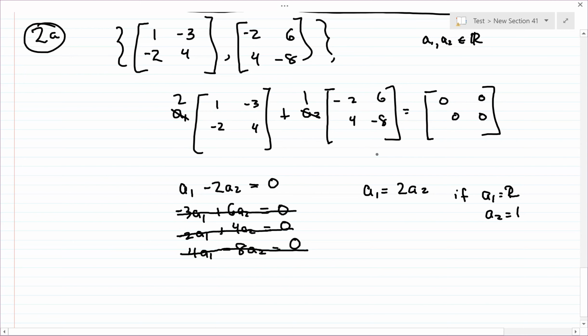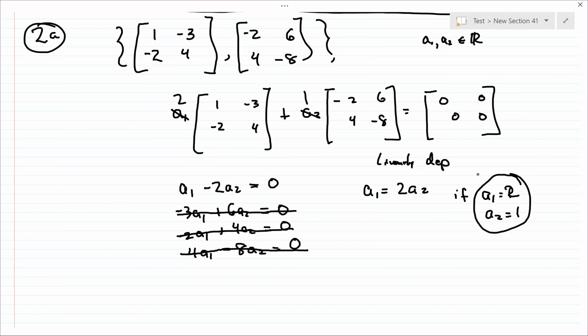So what's the result? It's linearly dependent. Why? Because this solution is not the 0, 0 solution, right? If there's a solution of this system which is not the 0, 0 solution, then the matrices, or vectors in this case, are dependent.